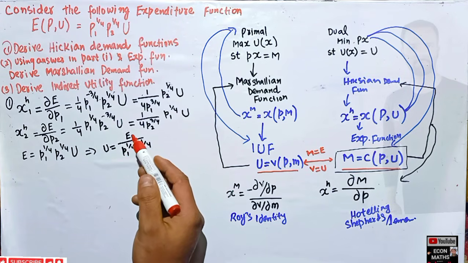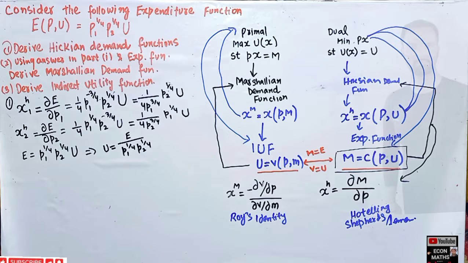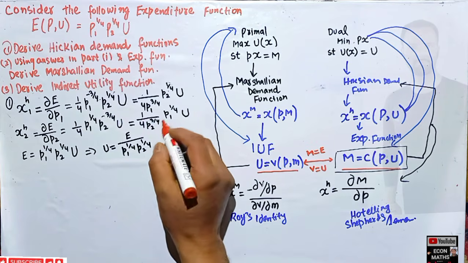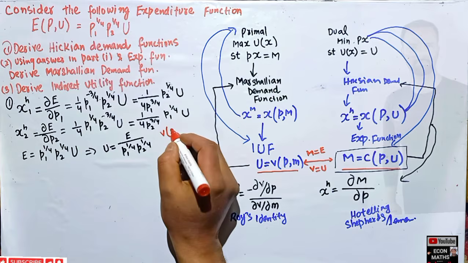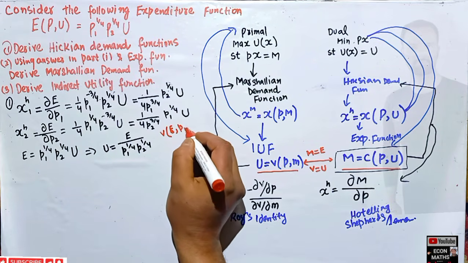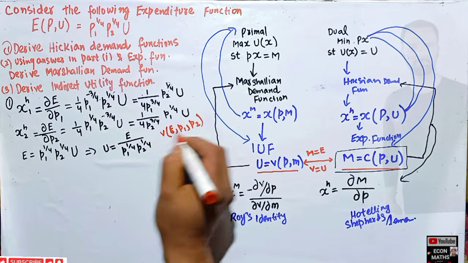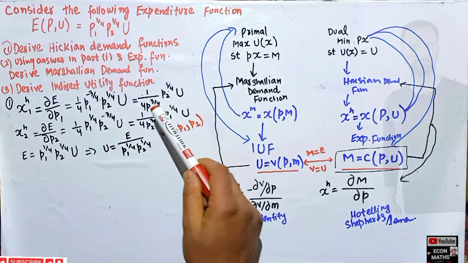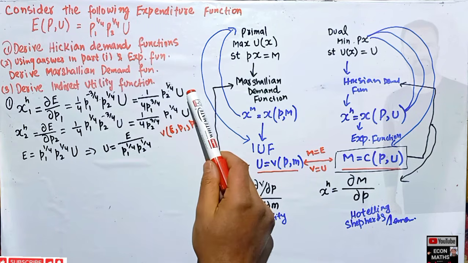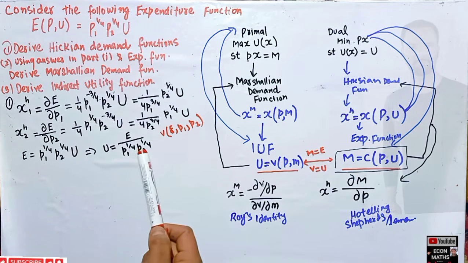Okay, this is our indirect utility function, and obviously this indirect utility function is a function of price and income. So it can also be written as v, a function of income e, p1 and p2. And also the Hicksian demand function is a function of price and utility. So we got the indirect utility function, and we also got the Hicksian demand function.